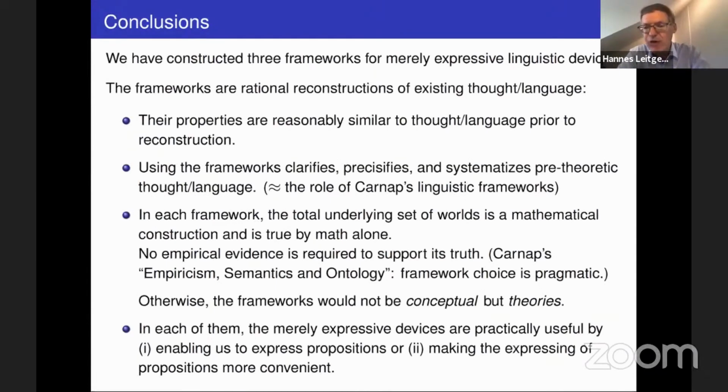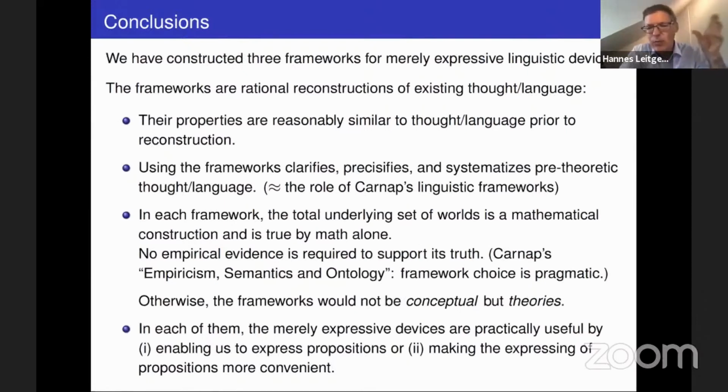I've constructed 3 frameworks for merely expressive devices. And I want to say that these frameworks are all rational reconstructions of existing patterns of thought and language, and sort of successful reconstructions, okay? In the sense that the properties of these frameworks are reasonably similar to thought and language prior to reconstruction. So what I end up having in my framework is sufficiently similar to what I wanted to rationally reconstruct or explicate, to use the Carnapian terms. Using the framework, I hope you've seen, clarifies and precisifies and systematizes pre-theoretic thought and language.